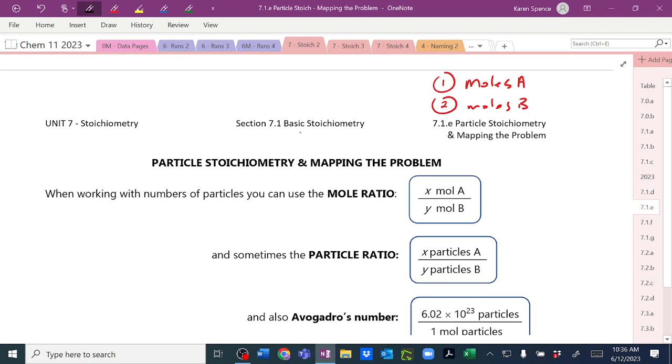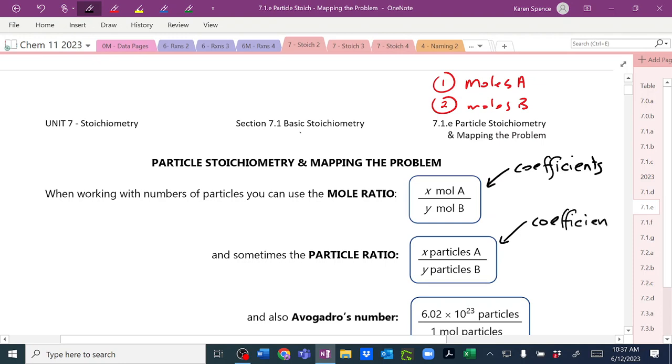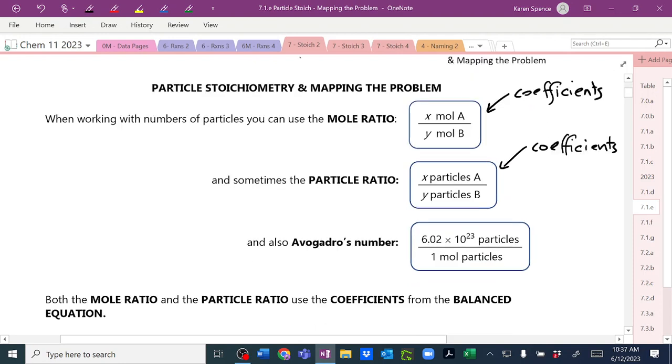So, mole ratio, this is from the coefficients. Particle ratio, that's from the coefficients, page 25, if anyone's wondering. And of course, Avogadro's number. Remember, I do not want to see 6.02 times 10 to the 23 moles. That would be a very, very bad thing, okay?